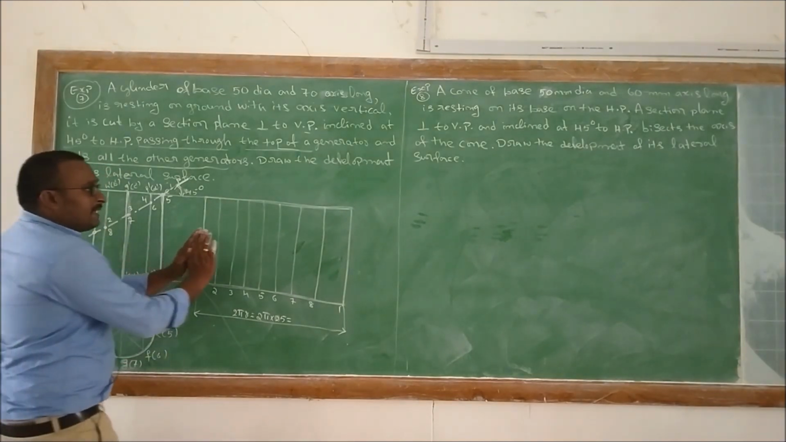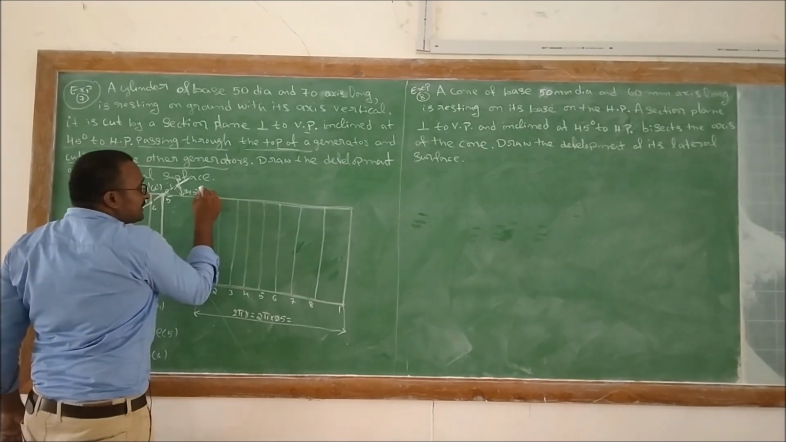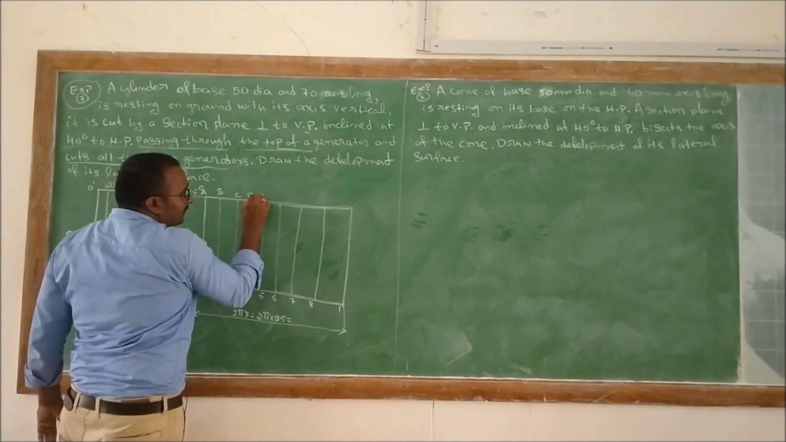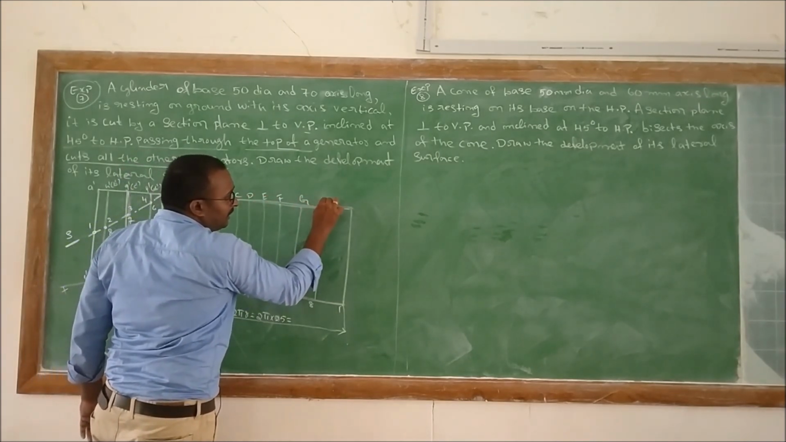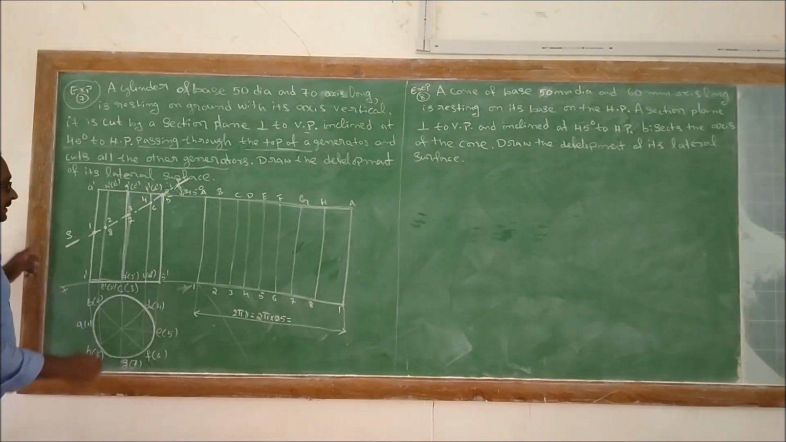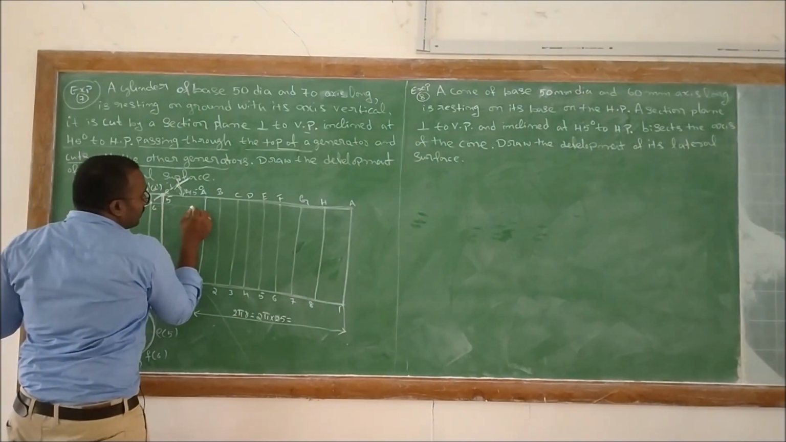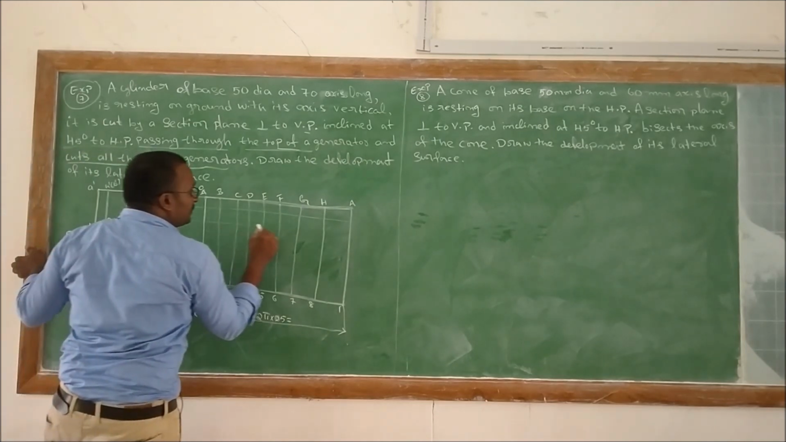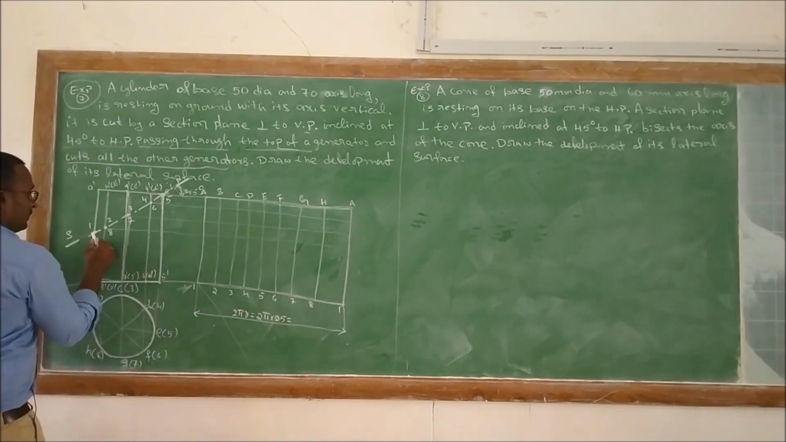Right? So this is the lateral surface of the cylinder. Here it is A, B, C, D, E, F, G, H, again A. Then you need to project the points towards the side. 3, 7, 2, 8, then 1.